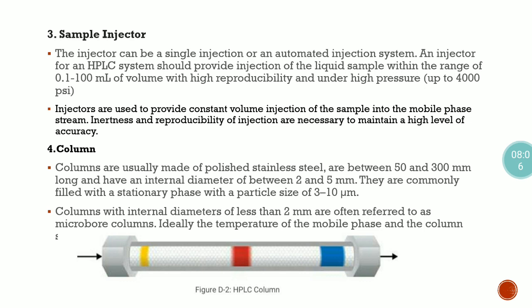Fourth one is column. Columns are usually made up of polished stainless steel, are between 50 and 300 millimeter long and have an internal diameter of between 2 and 5 millimeter. They are commonly filled with a stationary phase with a particle size of 3 to 10 micrometer. Columns with an internal diameter of less than 2 millimeter are often referred to as microbore columns.